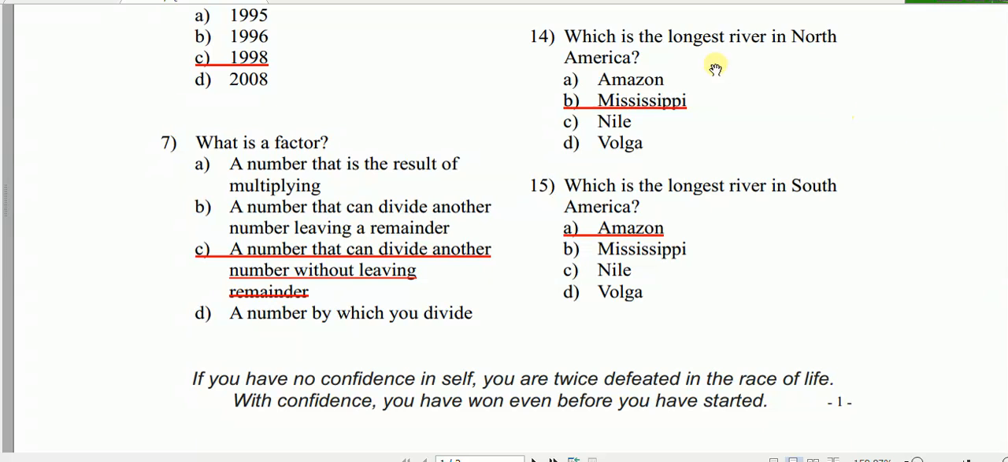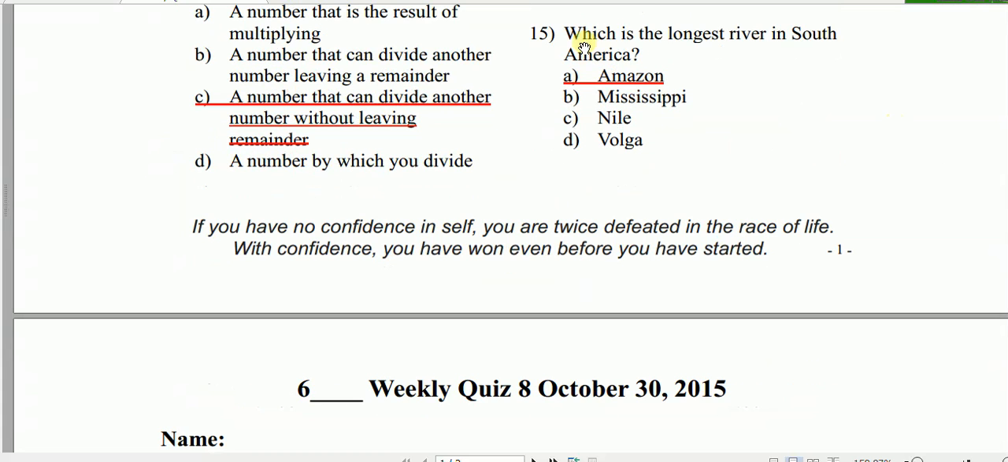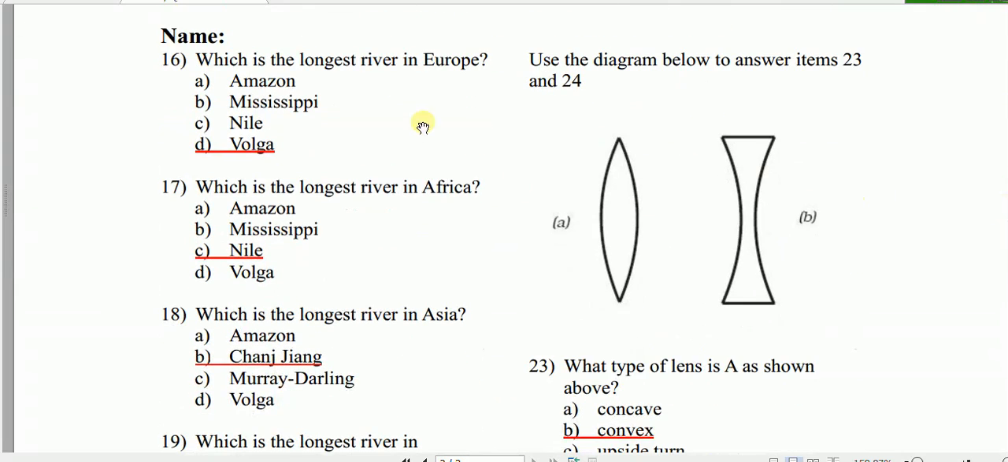Number 14. Which is the longest river in North America? And that would be here, the Mississippi. Number 15. Which is the longest river in South America? And that would be the Amazon River. Number 16. Which is the longest river in Europe? And that will be the Volga.